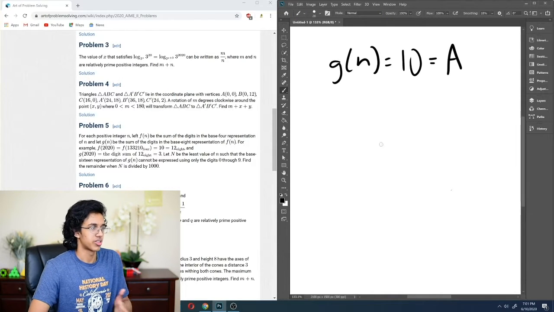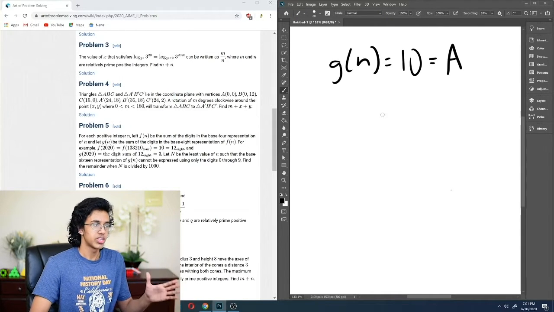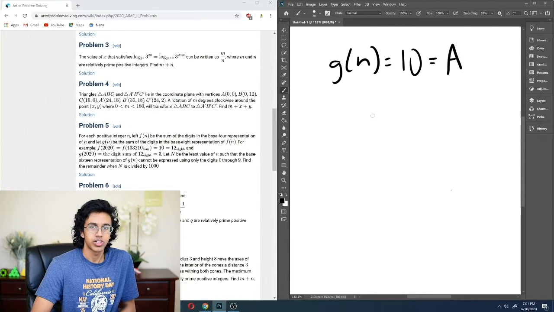So why don't we go back one step, right? So basically we want the sum of the digits of a base 8 representation to equal 10. So we know that in a base 8 representation, the digits are all between 0 and 7, right?